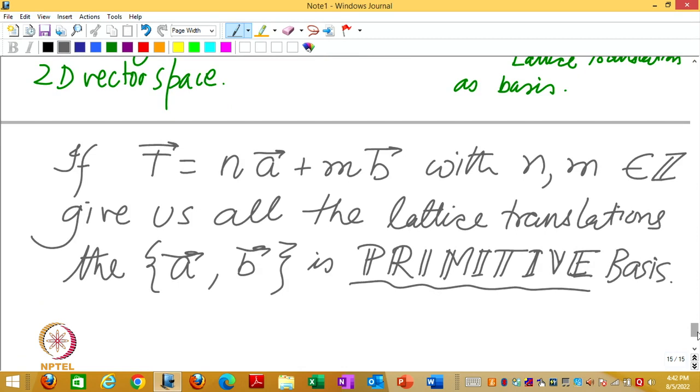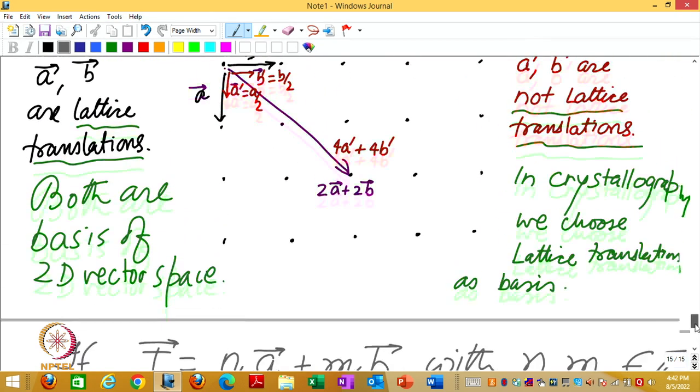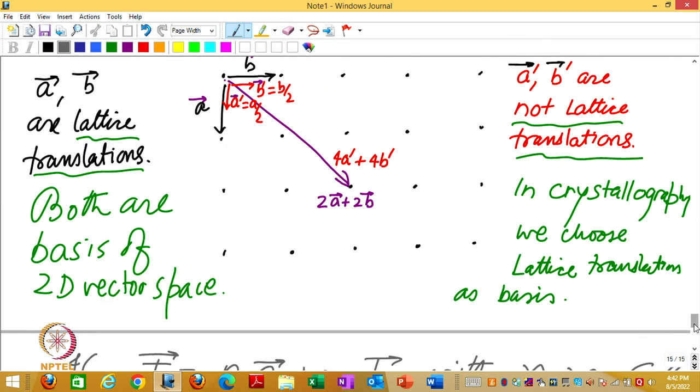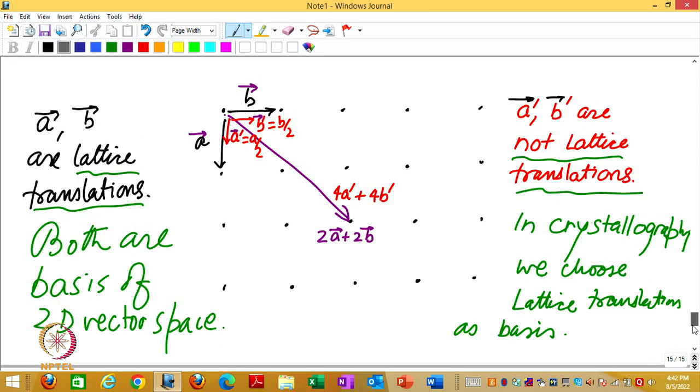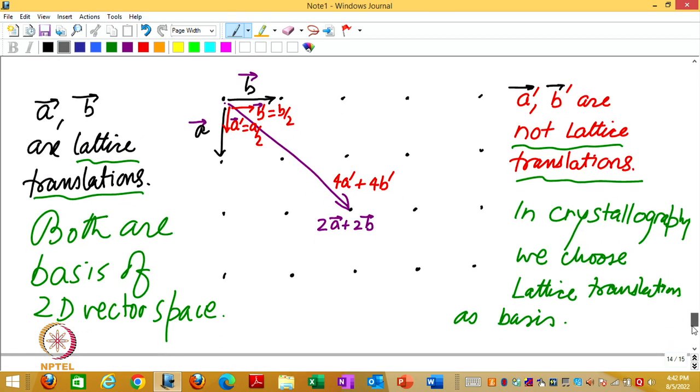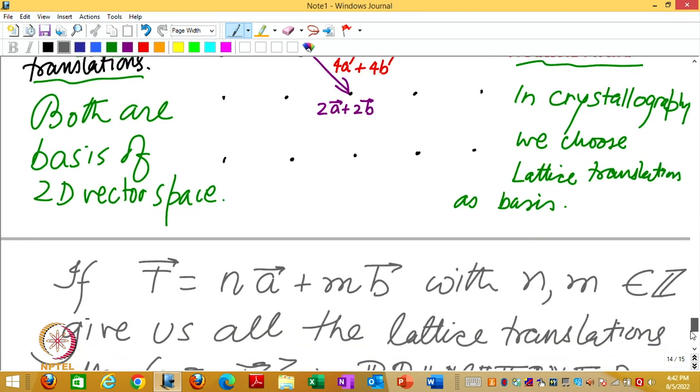This primitive basis has to be made up of lattice translations, because we have seen that if the primed vectors we would have selected, then some integer combinations like 1 A prime plus 1 B prime leaves me in the middle, does not take me to a lattice point and does not give me a lattice translation. So, the problem with A prime B prime was that all integer combinations were not lattice points.